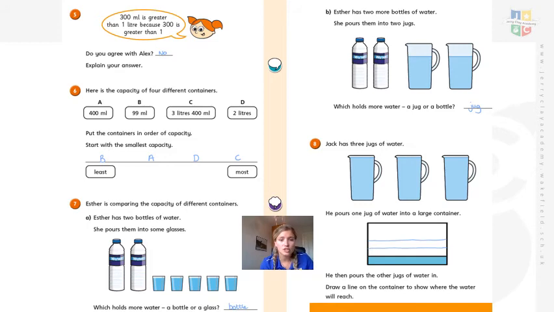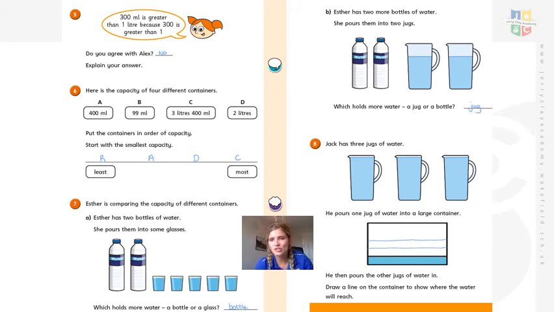Esther has 2 bottles of water. She pours them into some glasses. Which holds more water, a bottle or a glass? So it says that she pours them into some glasses. Even though they are poured and shared out into glasses, we can see that 2 bottles is actually the same as 5 glasses. So we would say the bottle holds more, that it's got a higher capacity, because you can get more liquid in 2 bottles than you could in 5 glasses.